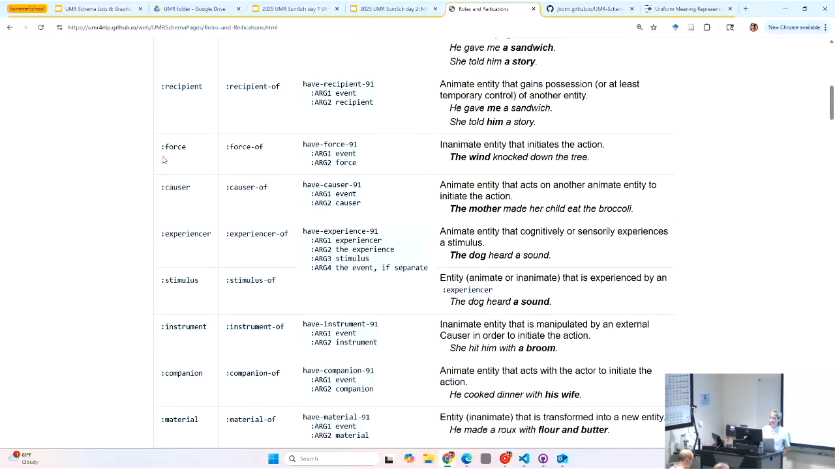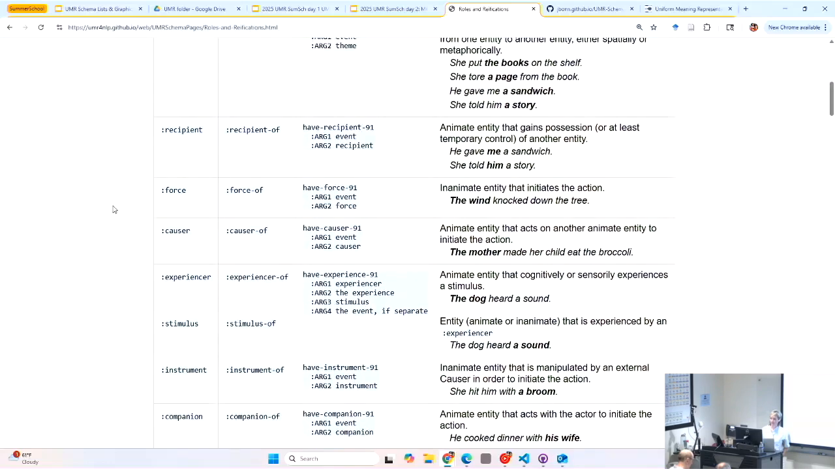So force, causer, and cause are related to each other. They're all things that kind of cause other events to occur. A force is going to be like a natural force, like the wind. The wind knocked down the tree.